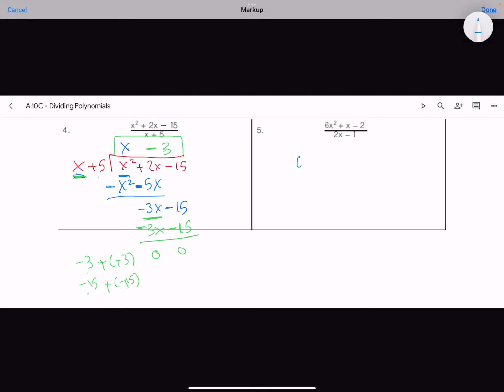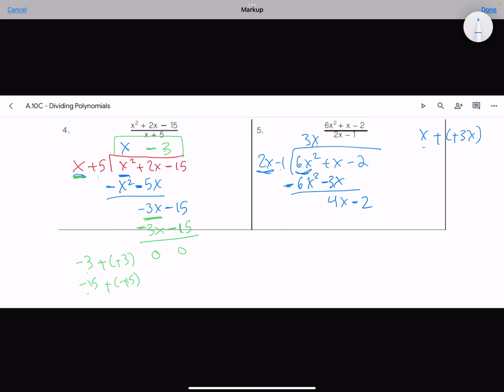So 6x squared plus x minus 2, divided by 2x minus 1. What do I multiply 2x by to get 6x squared? That would be 3x. 3x times negative 1, negative 3x. So now here's where, again, people were making their mistakes. I subtract. So when you subtract, I'm going to do it over here. I have x minus negative 3x. Change opposite, so that becomes 4x minus 2.